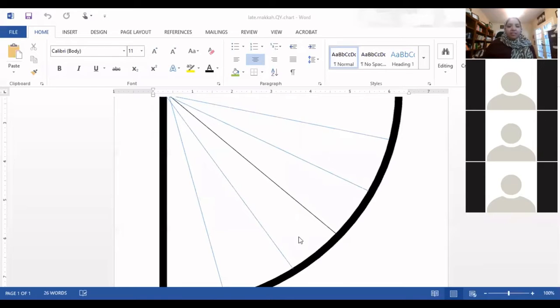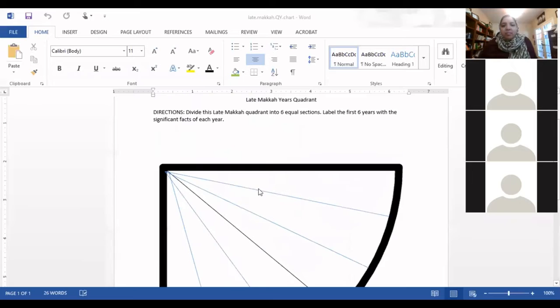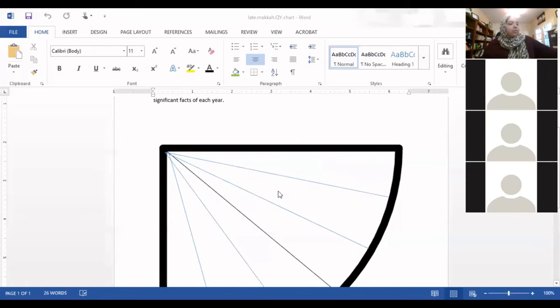Then we have the year of sadness. Year number 10 is the year of sadness, where we lose Khadija and Abu Talib. We also have year 11, which is the Isra and Miraj, and year 12, which is Aqaba, the first Aqaba pledge. So that is what we have on this worksheet, which is the Late Makkah worksheet. You have all weekend, inshallah, to cover this worksheet, and you want to do it just like that other one that we did yesterday.